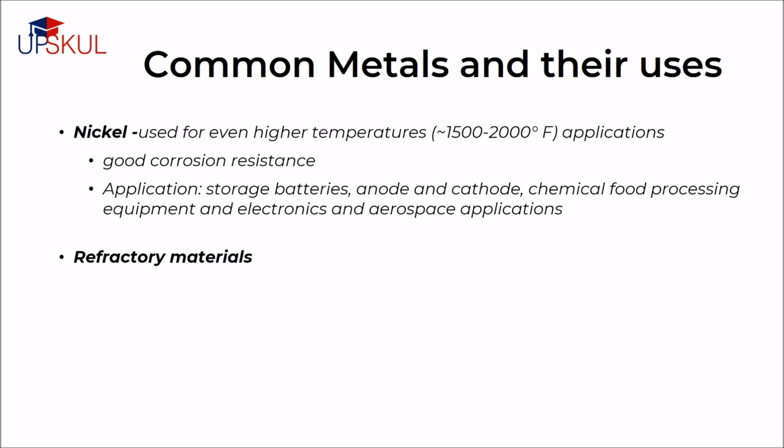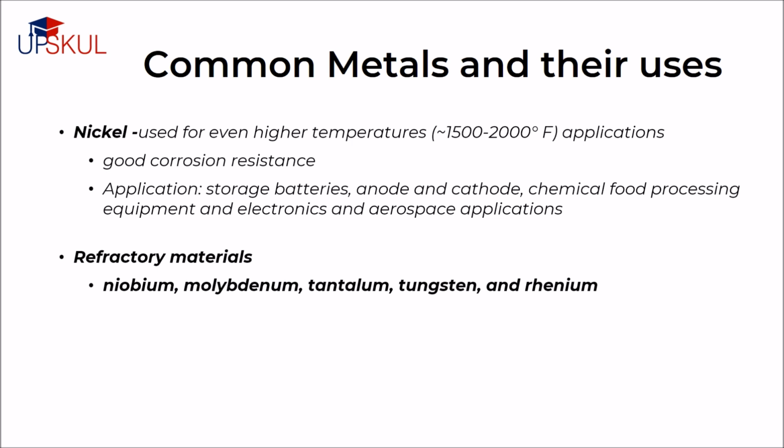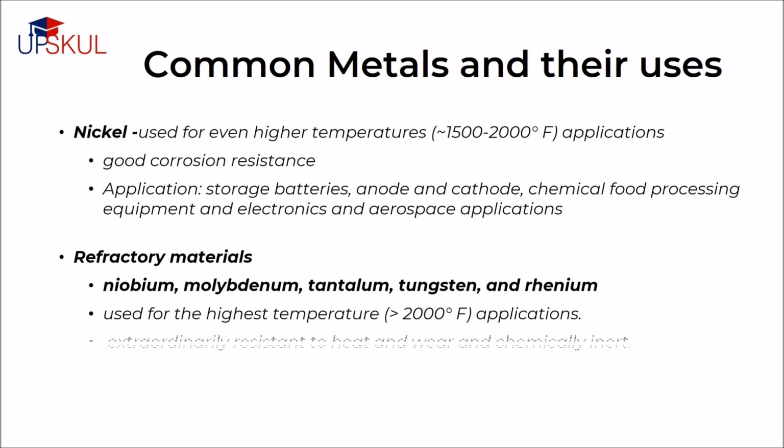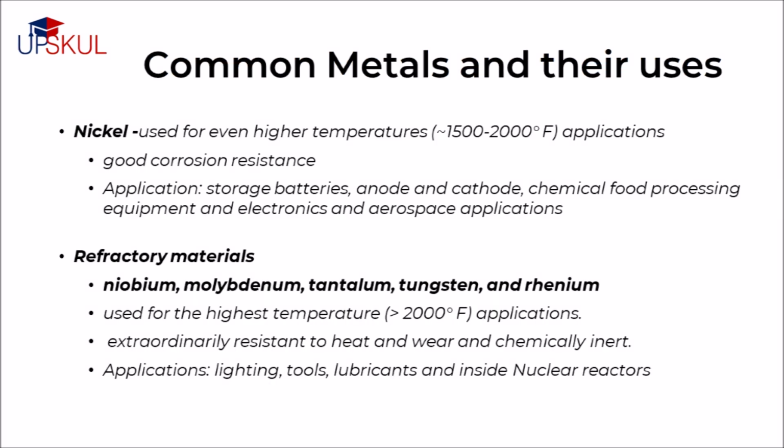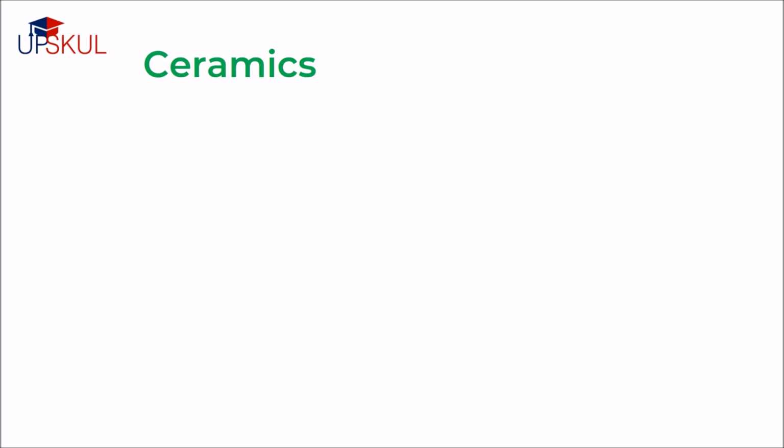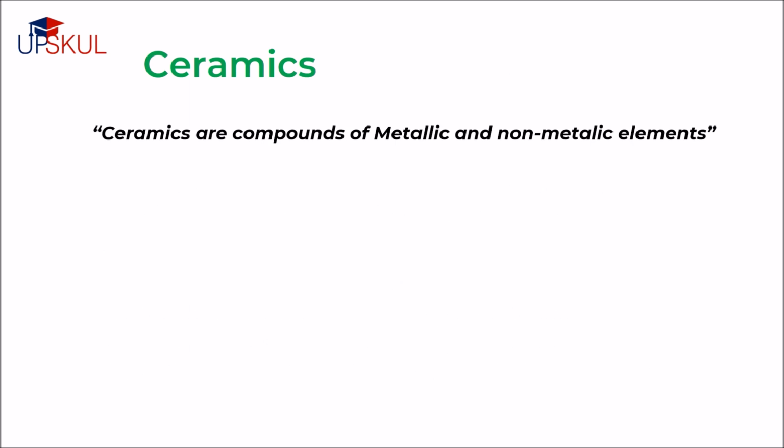Refractory materials such as niobium, molybdenum, tantalum, tungsten, and rhenium are used for the highest temperatures, exceeding 2000 degrees Fahrenheit. They have extraordinary resistance to heat and wear and are chemically inert. They are used in lighting, tools, lubrication, and inside nuclear reactors. That was all about metals. Now, ceramics are compounds of metallic and non-metallic elements.